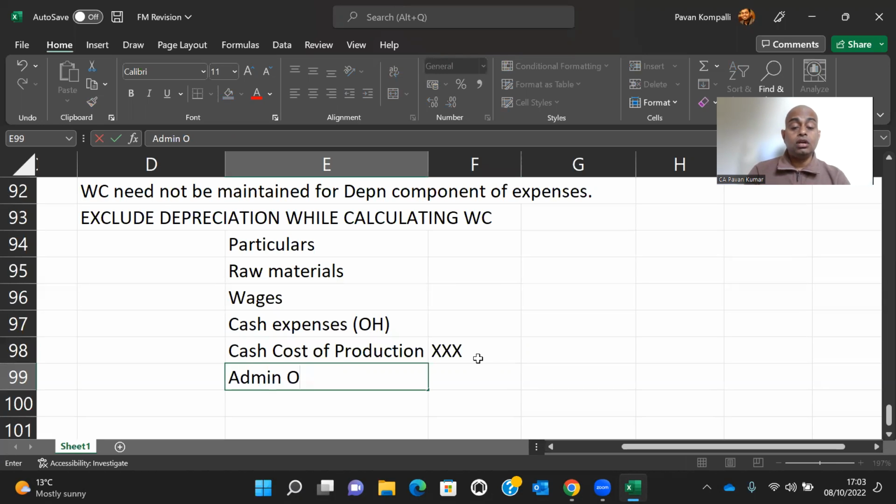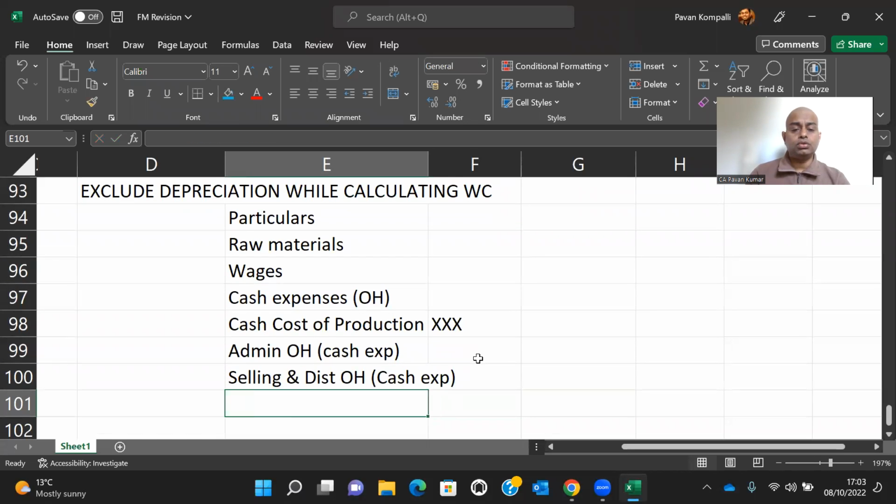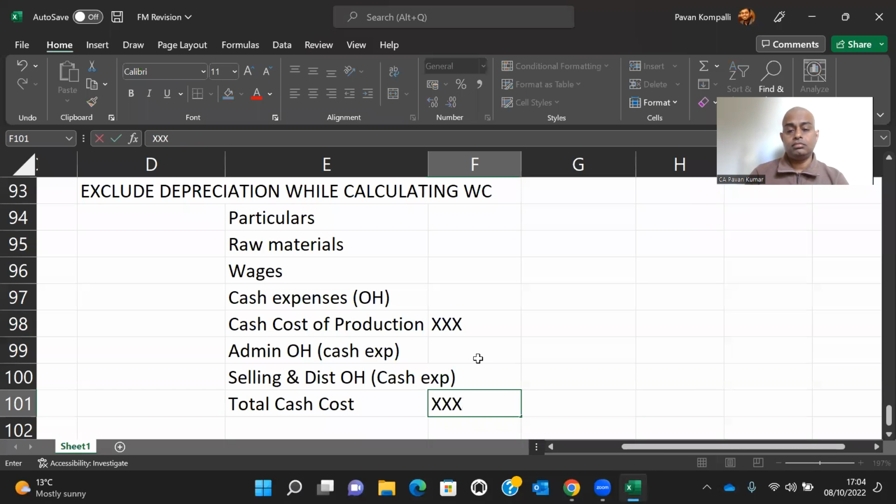Admin overheads, only cash expenses. Marketing overheads, or you can call selling and distribution overheads. Only cash expense. Add these two, and you get this total cash cost. That's all.